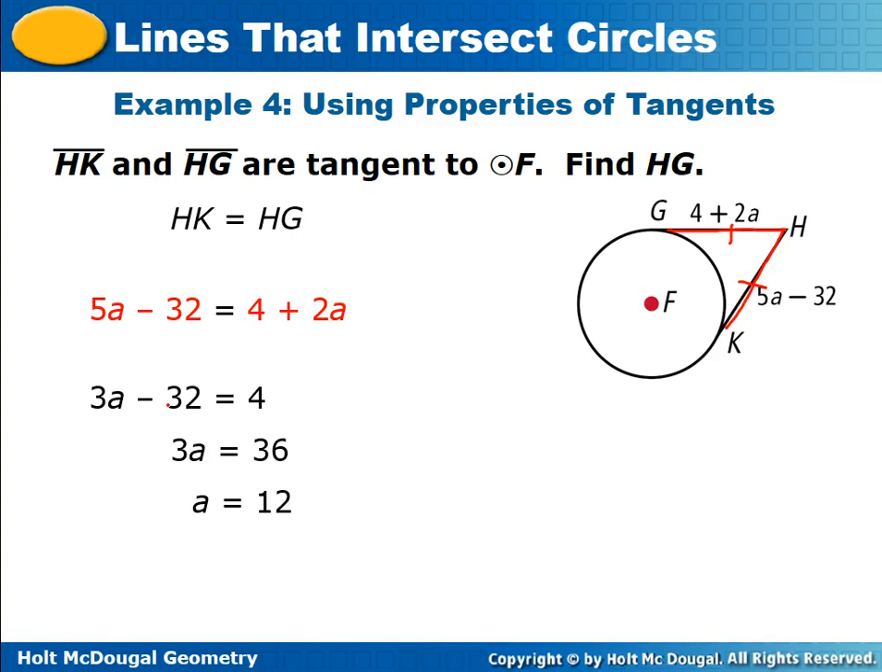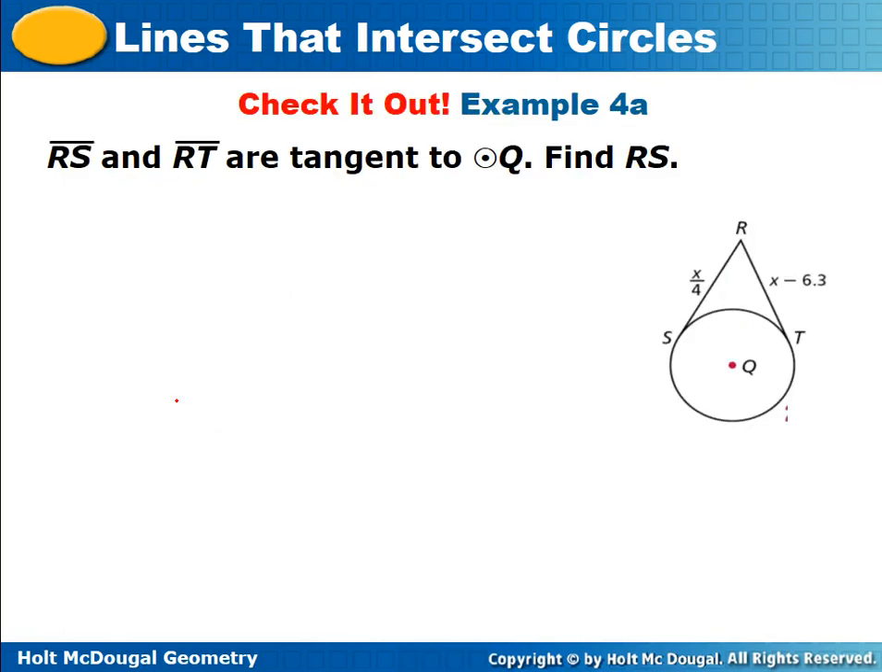I need you to notice that that's not the answer to the problem. We have to plug that a back into the problem for HG. So we're going to do 2 times 12, which is 24, plus 4, that's 28. So our next problem, similar. It says RS and RT are tangents. So again, we know that these are two congruent segments.